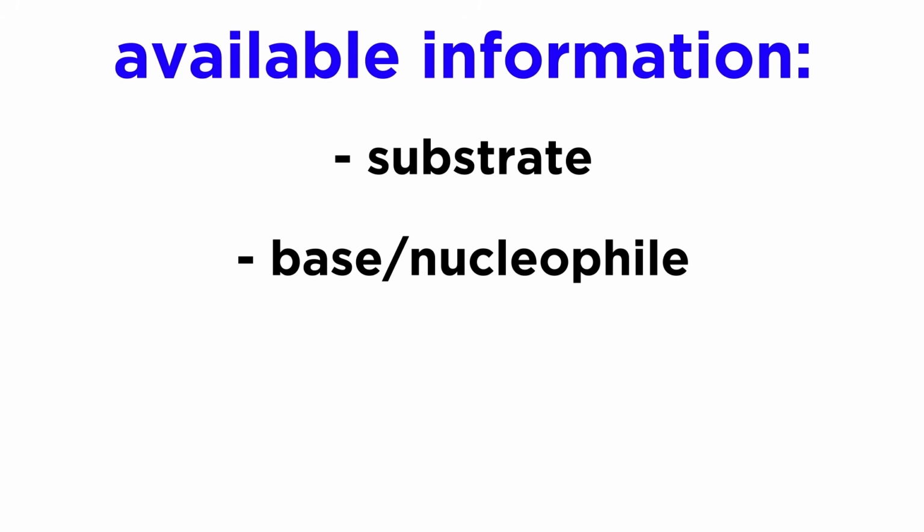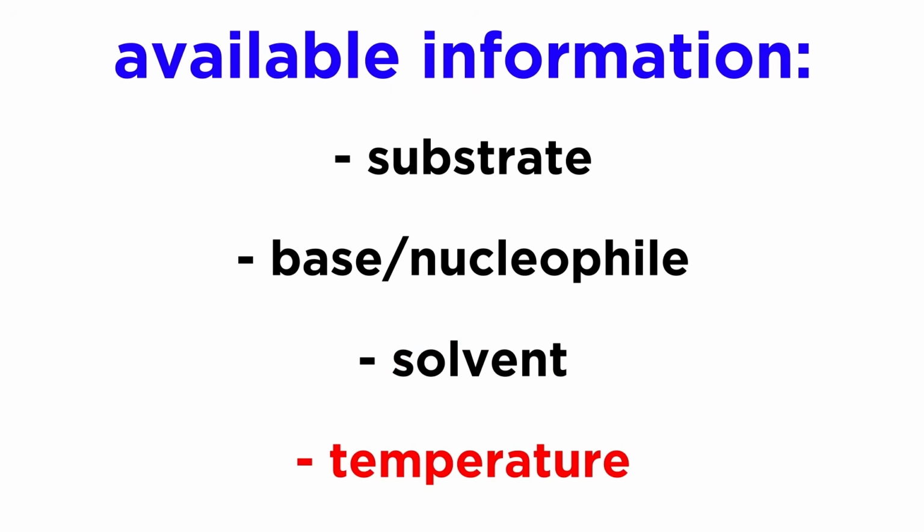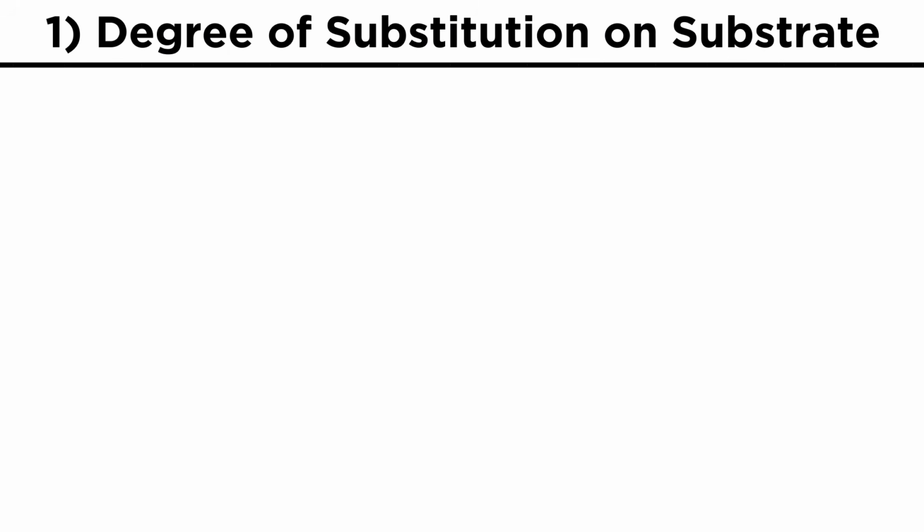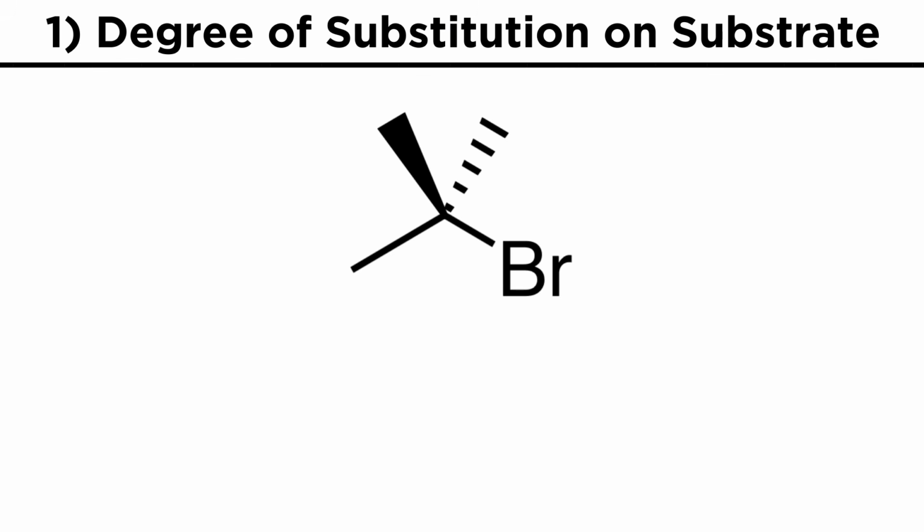When we are considering a situation where one of these reactions will occur, we will be given some reagents. There will be a substrate, and there will be some kind of base or nucleophile. We may also have other information, like the solvent in which the reaction is being run, and perhaps the temperature. First, let's look at the substrate. To keep things simple, let's use some simple alkyl halides.